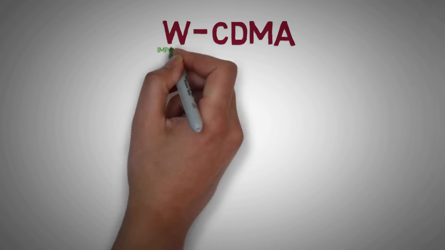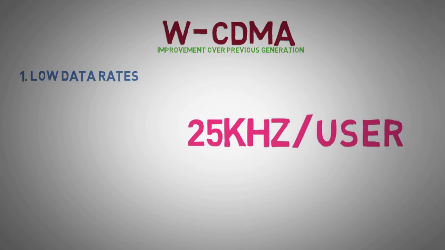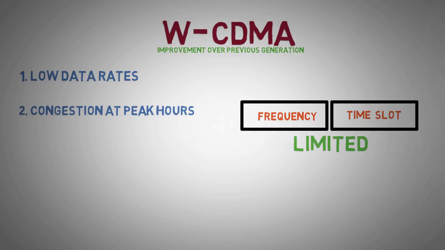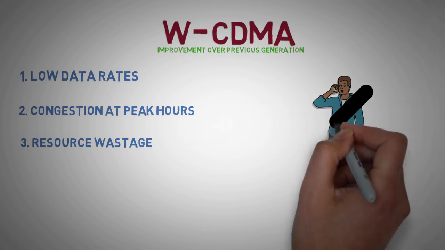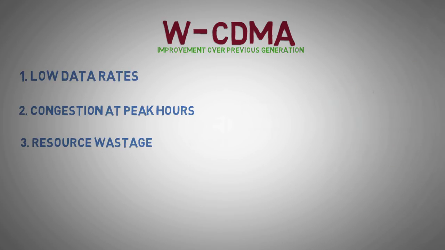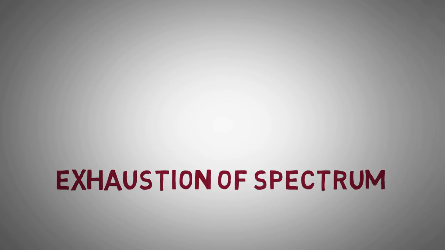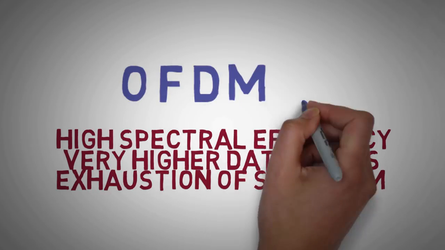WCDMA improved upon some of the problems of earlier generations like, first, low data rates. In GSM, effective bandwidth for a user was only 25 kHz. Second, congestion at peak hours, as the frequency chunks and time slots were very limited. Third, resource wastage, as resources remained idle when users were inactive. Fourth, poor spectral efficiency, due to guard bands and guard periods used to avoid interference. But exhaustion of spectrum, the need for even higher data rates, and spectral efficiency led us towards OFDMA.